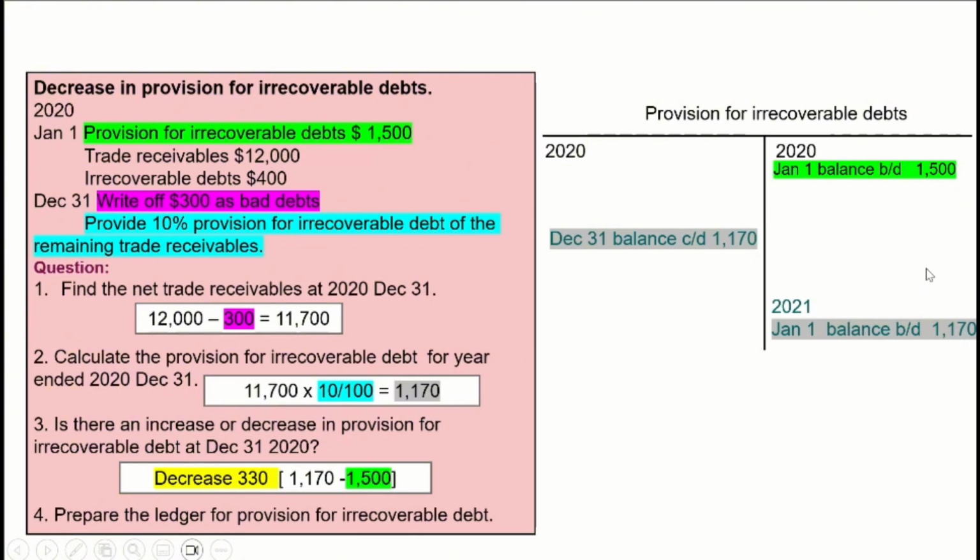1,170. As you can see here, credit side is greater, bring it to the total, and the difference appears on the debit side. December 31st income statement 330. Since the difference is on the debit side of the provision for irrecoverable debt account, this goes to other income.